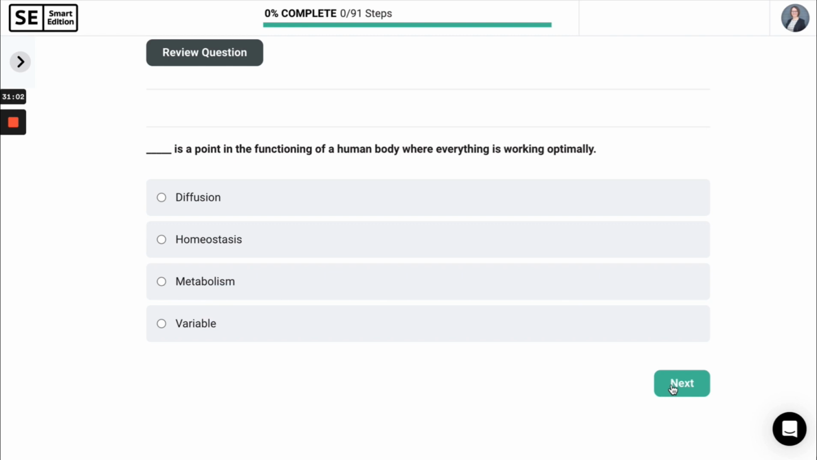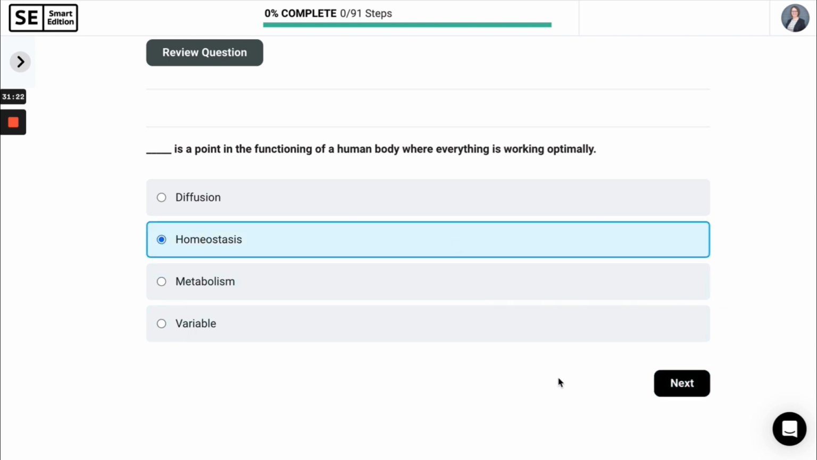Blank is a point in the functioning of a human body where everything is working optimally. Is this diffusion, homeostasis, metabolism, or variable? The correct answer here is homeostasis.